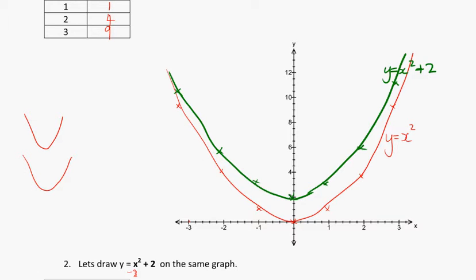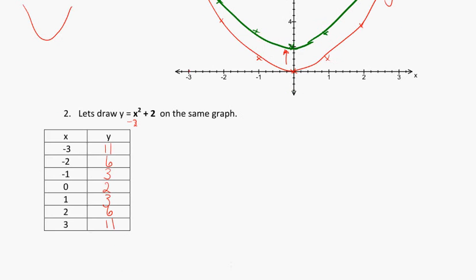Now it's still the same shape as y is equal to x squared, but it has been lifted up. See how it's been lifted up 2 spots? So it's as though you've taken the x squared graph and lifted it up 2. And you can kind of give a clue what's going to happen by this here. Now, what do you think if I plot y is equal to x squared minus 2?